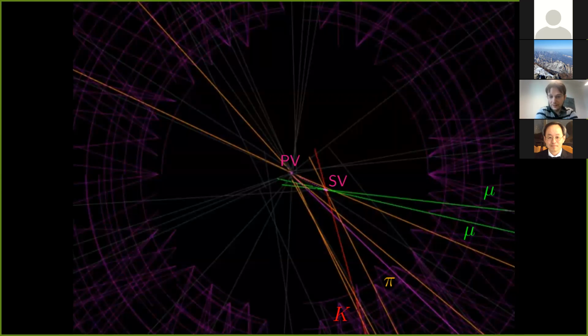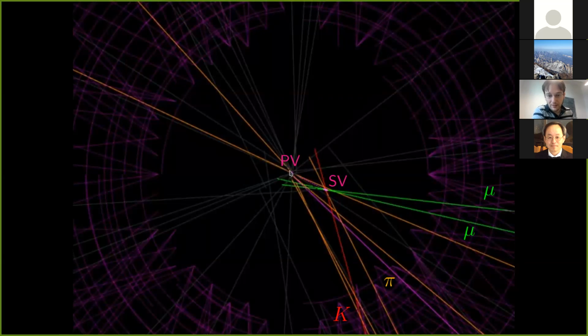Here's just an event display of how such a B to K star mu plus mu minus decay looks. I don't know how well you can see that on the screen, but one has this primary vertex where the proton-proton collisions occur, and in that case a b b-bar pair was produced.